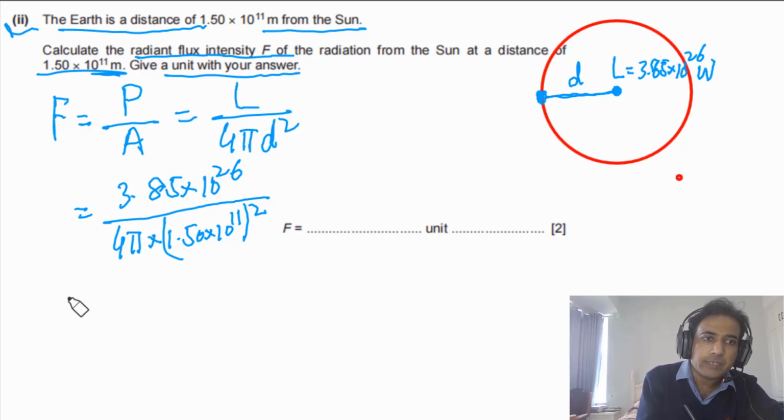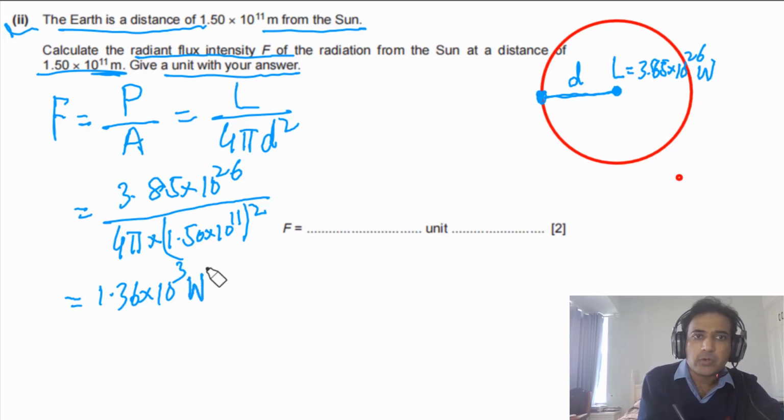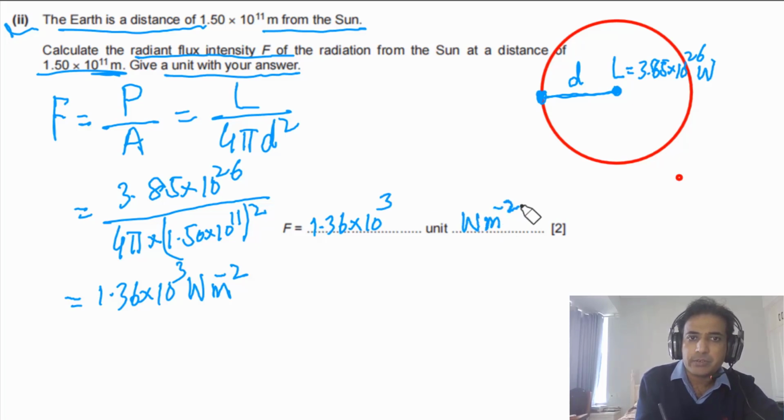If we simplify this, we will get 1.36 times 10 to 3 watts, and the unit of distance is meter square, so per meter square. So we can write here 1.36 times 10 to 3 watts per square meter. The unit of luminosity is watt, the unit of distance is meter. This is simply how you need to answer.